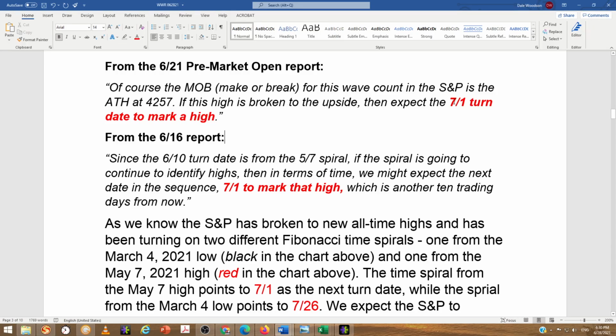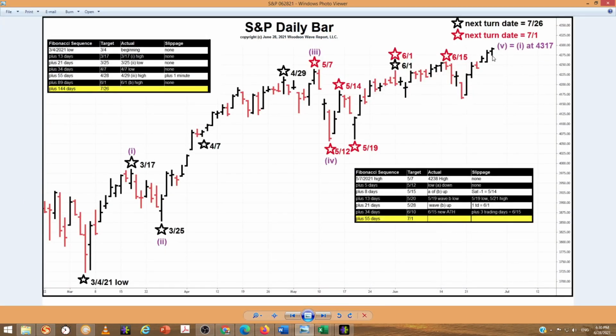If this high is broken to the upside, expect the 7.1 turn date to mark a high. And in the June 16 report, again with the 5.7 spiral, if the spiral is going to continue to identify highs, in terms of time we might expect the next date in the sequence, July 1st, to mark that high, which is another, well, it's 10 trading days from then. So it sure looks like this is heading for a high for July 1st, which is later this week.